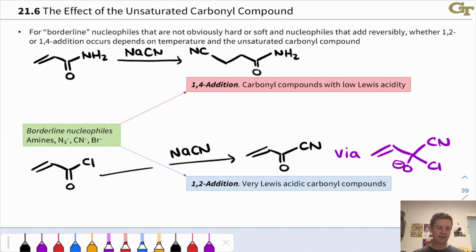And in this case, this carbonyl carbon is so Lewis acidic that essentially we'll see no reaction of the beta position. Cyanide's going to add selectively to the carbonyl carbon, kick off chloride, and then we're essentially stuck at this substitution product.